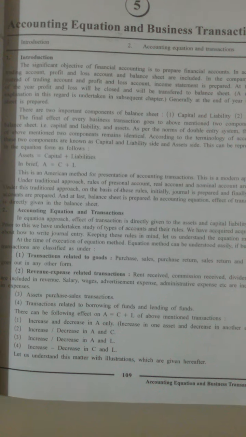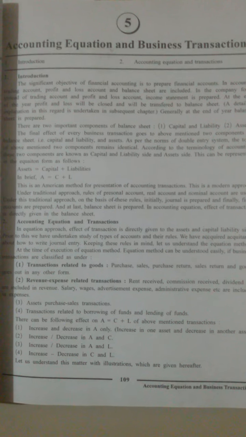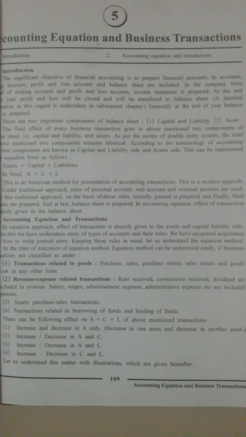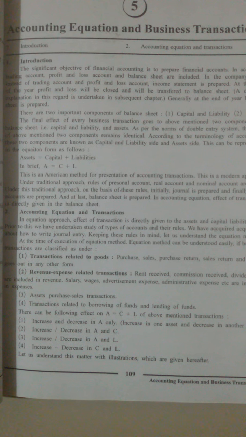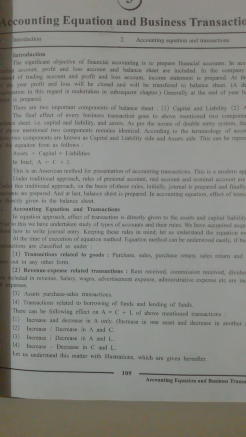Now let's look at the execution of the equation method, which can be understood easily if business transactions are classified as under. First one is transactions related to goods. Transactions related to goods include purchase, sales, purchase return, sales return, and goods going out in any other form.